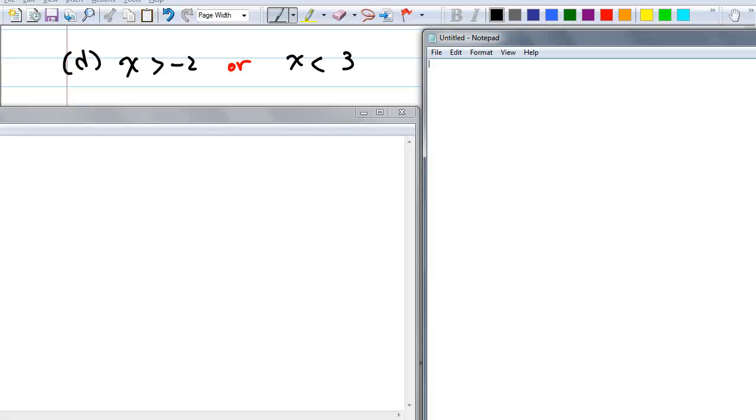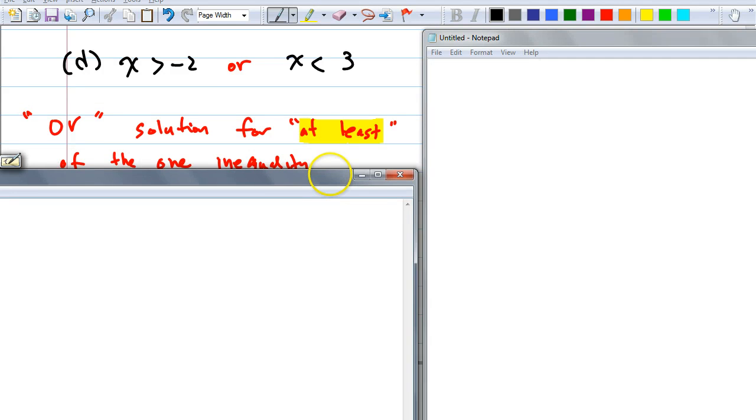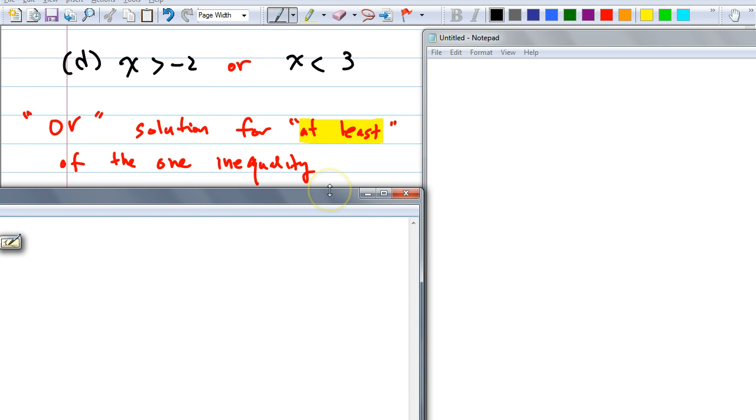So you know how "and" means we're looking for a number that is a solution for both of them. "Or" means it has to be a solution for at least one of them. Okay. So it doesn't have to be a solution for both of them. We just want a solution for at least one. So "or" means it's a solution for at least one of the inequalities. Does that make sense? We'll do an example.